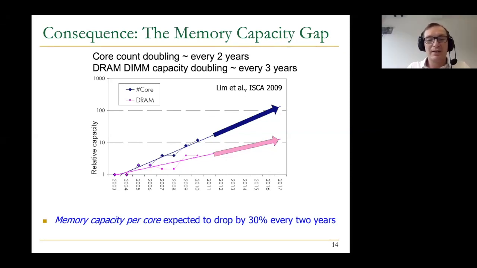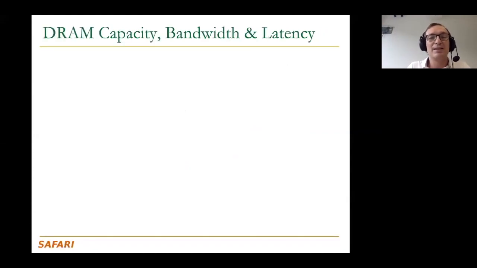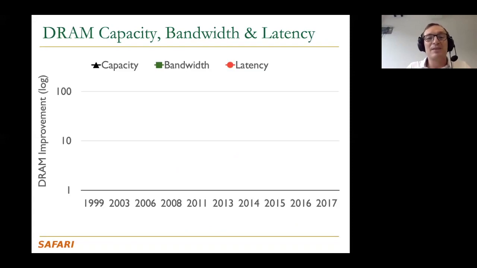If you actually look at the trends for memory bandwidth per core, those trends are even worse. I haven't plotted it over here, but I'm going to show you a different picture in the next slide, which is this picture. This picture shows the trends in terms of memory capacity, bandwidth, and latency for a single DRAM chip. We're going to look at the time span between 1999 and 2017, and at how much the capacity of a single commodity DRAM chip, the most common in the field, has improved, how much its bandwidth has improved, and how much its latency has improved.